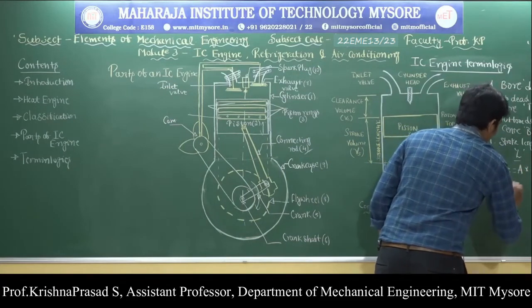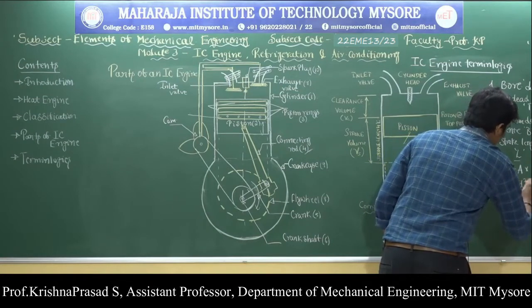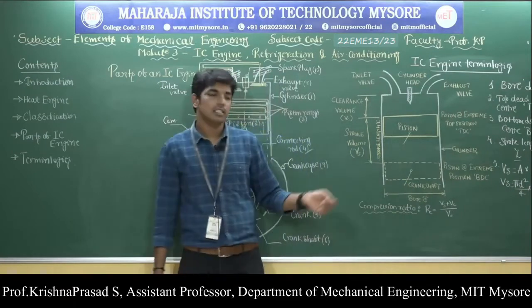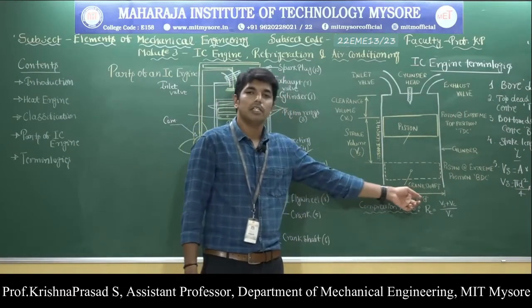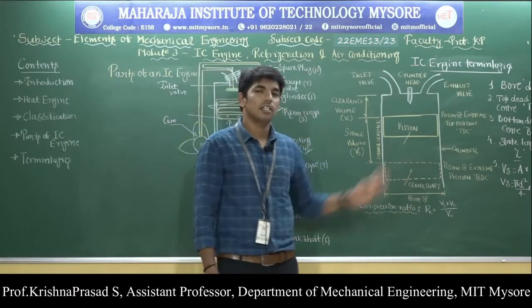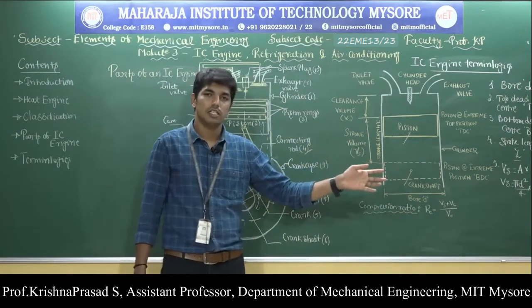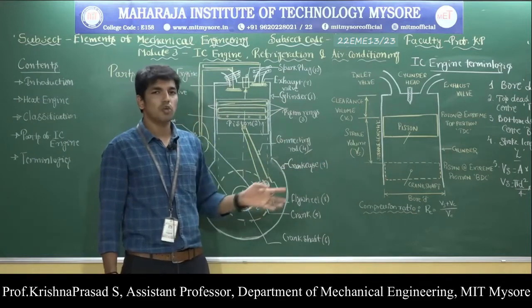So the area of the cylinder is pi d square by 4, into L. Here D represents the bore diameter of the engine cylinder, and L is the stroke length. So the product of area into length of the cylinder is the stroke volume.